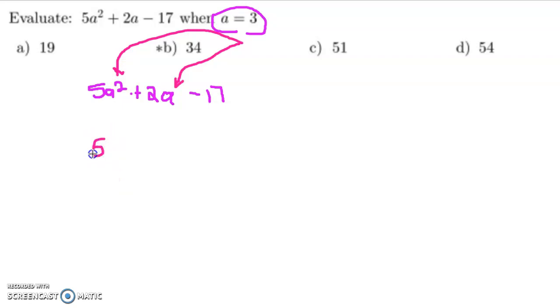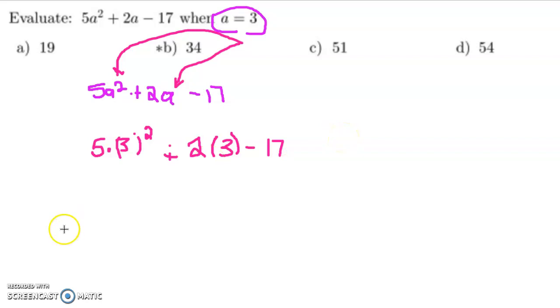So instead of 5 times a squared, it's going to be 5 times 3 squared. So I'm going to put parentheses around the 3, put the 2 on the outside for 3 squared, plus 2 times a, which now we know a is 3. So I'm going to substitute that in, minus 17.